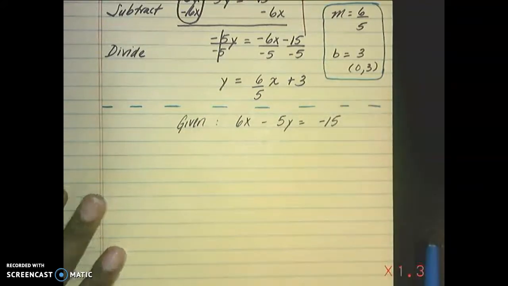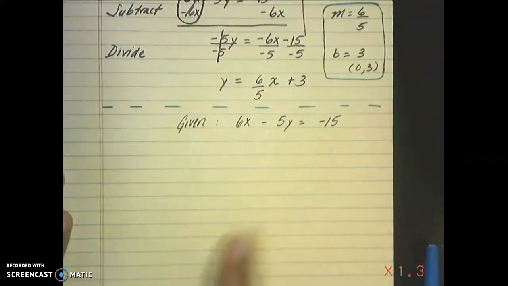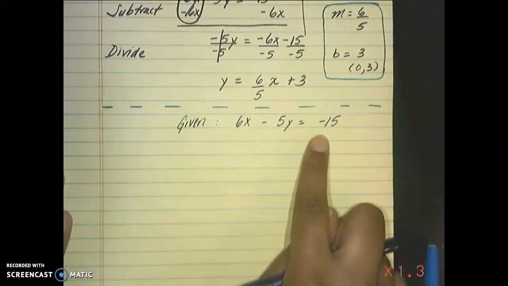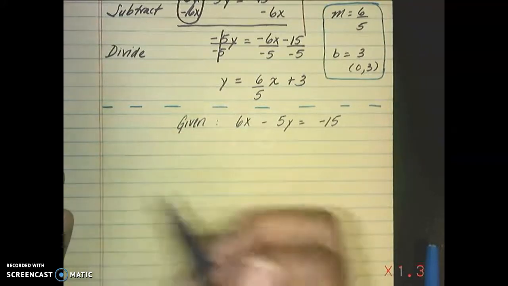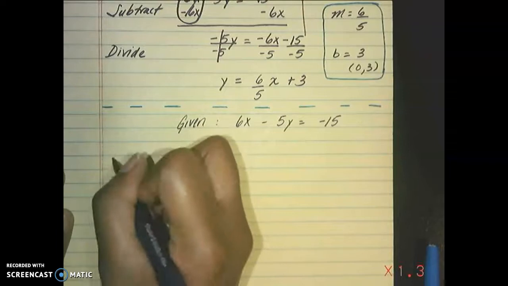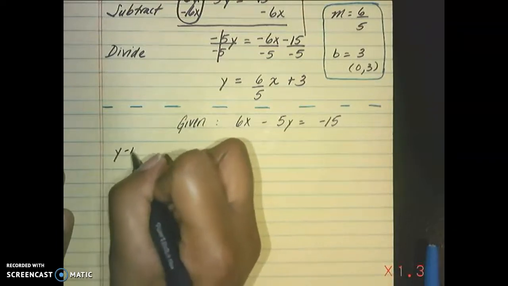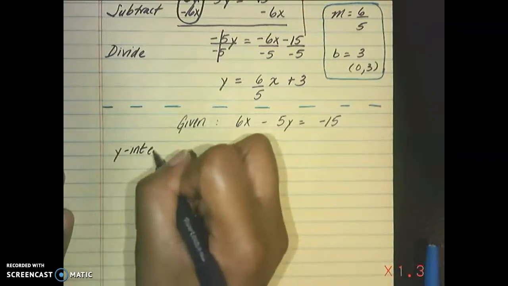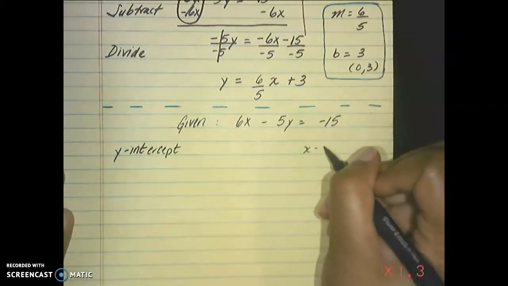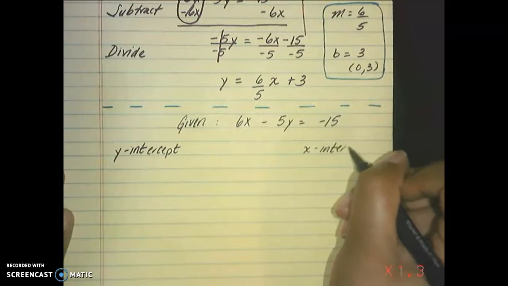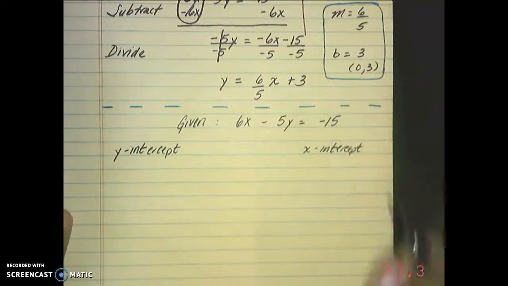Here's another way we can do this. We can solve this graphically. There's no graph here, but it's coming. The first thing I need to figure out, and it doesn't matter what order you do this in, is the y-intercept and then the x-intercept, to the best of your abilities.